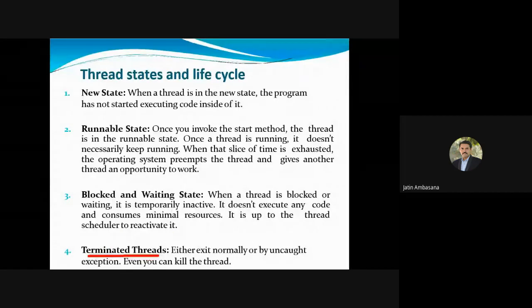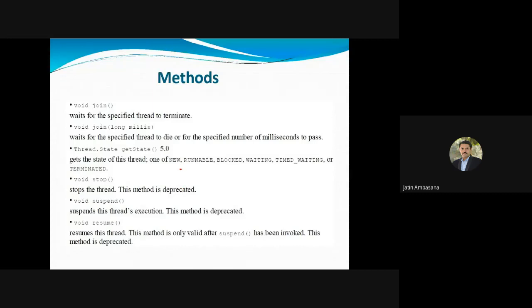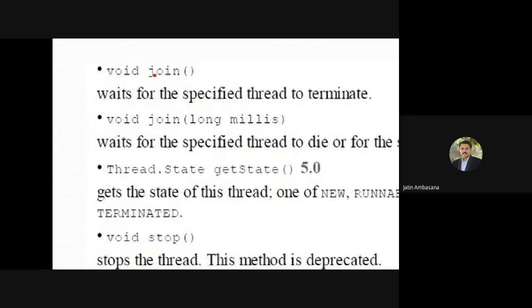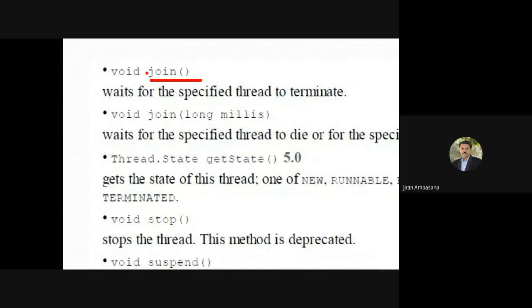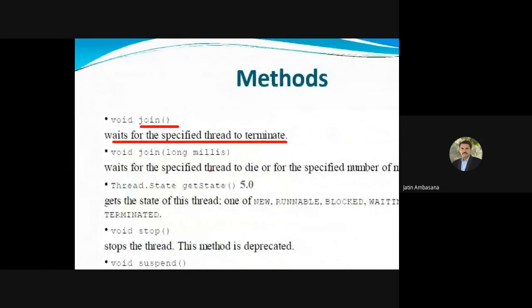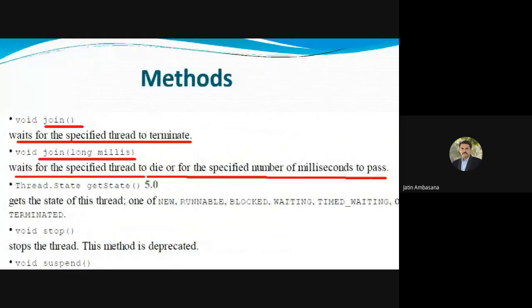In the end is the terminated thread. So either you exit the thread normally or you exit the thread by an uncaught exception. And you can even kill the thread using a specific method. And there are various methods of thread. Join is the method which waits for the specified thread to terminate and then join for processing. Join with milliseconds waits for the specified thread to die or for the specified number of milliseconds to pass.